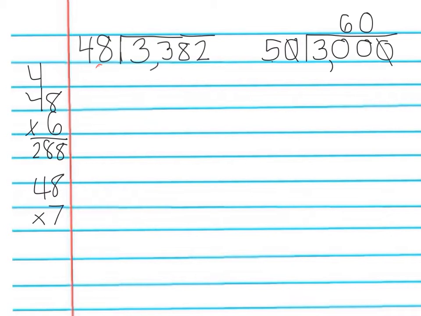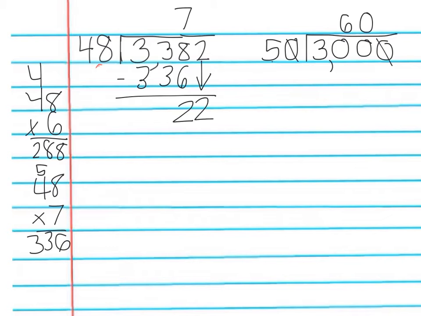Okay, so now I'm going to try 48 times 7. I know it's going to be pretty close now. Oh, I even made a mistake there. It's not an 8. It is 56. 7 times 4 is 28 plus 5 is 33. Oh my goodness, it's way closer, and I know that it's going to work now. So I have a 2 and bring down the 2. Can 48 go into 22? It cannot, so I'm going to put a 0, and now my answer is 70, remainder 22.